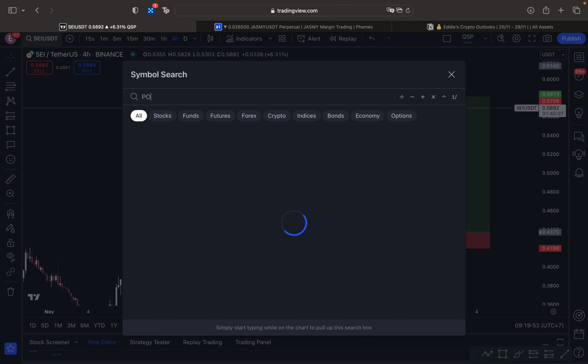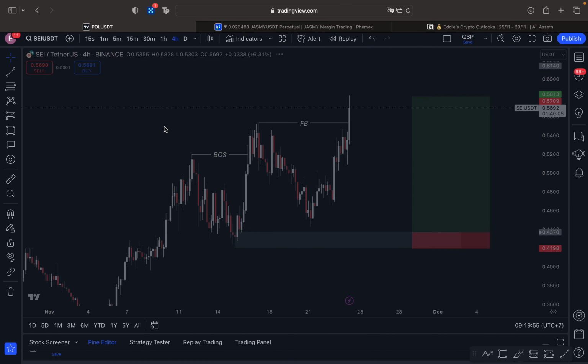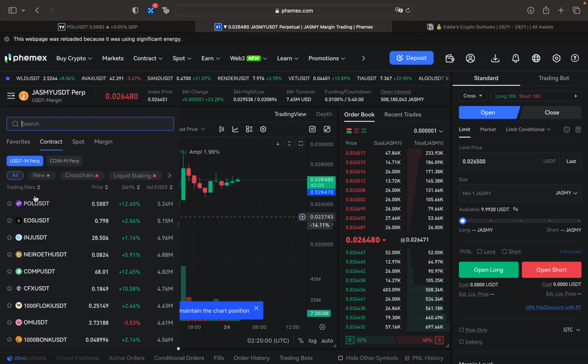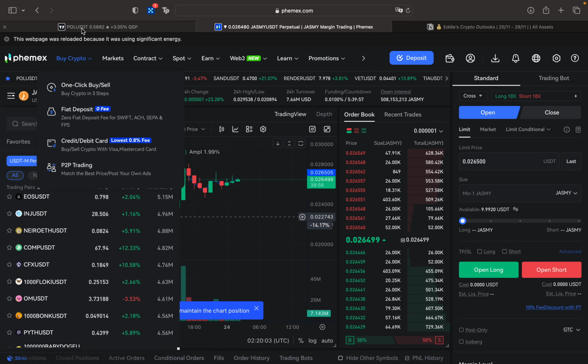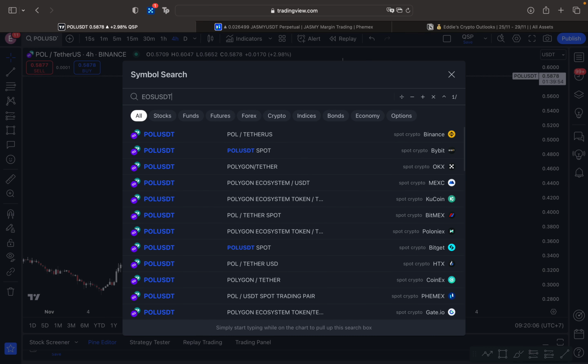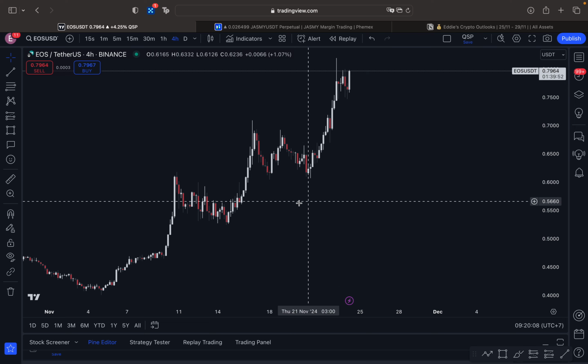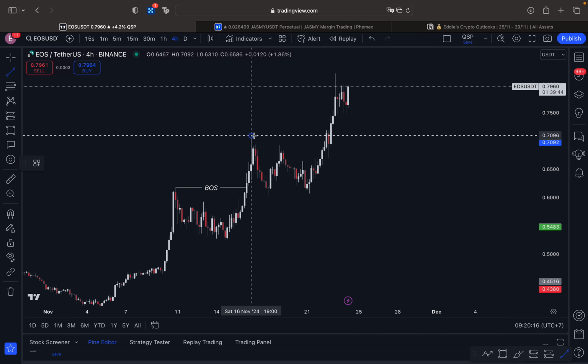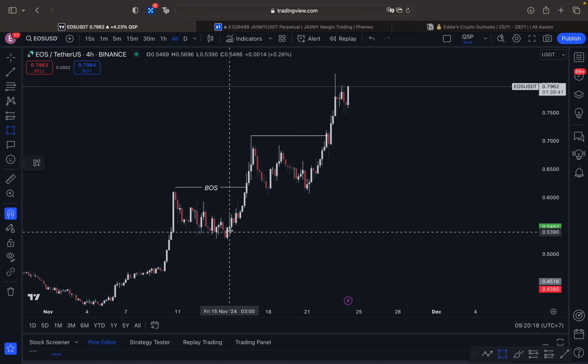Paul. Nothing. Polygon's an investment I actually want to make because of Polymarket. EOS. Same plan. This demand zone. It's literally just rinse and repeat. Some crypto charts are just the same.